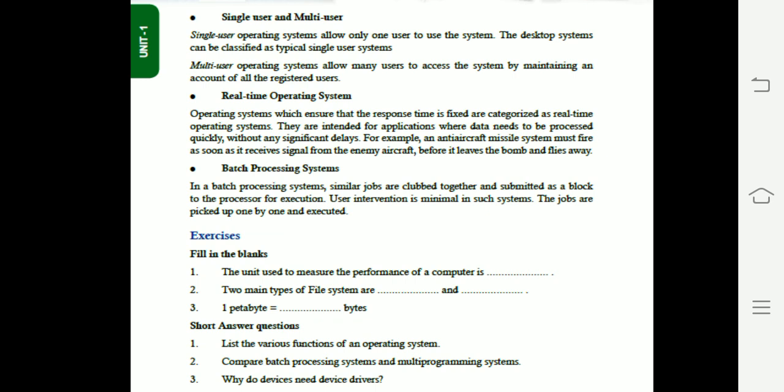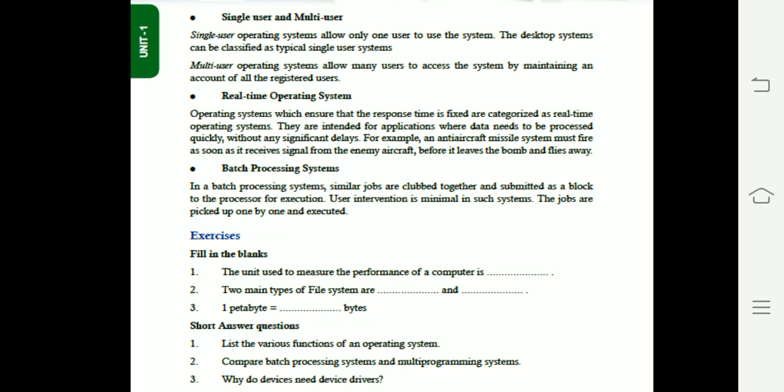User intervention is minimal in such types of systems. Means the users have very little role in such systems. The jobs are picked one by one and executed. The system will take the jobs one after another and they will be executed.